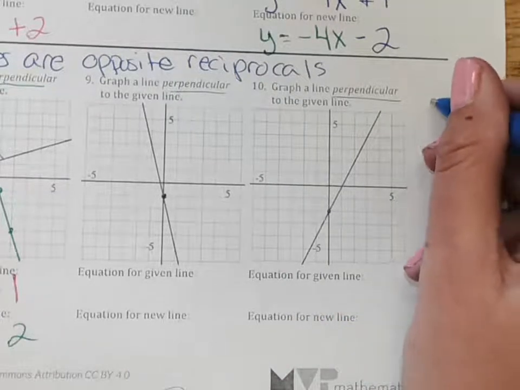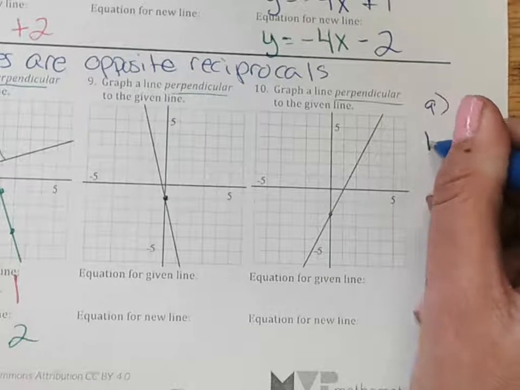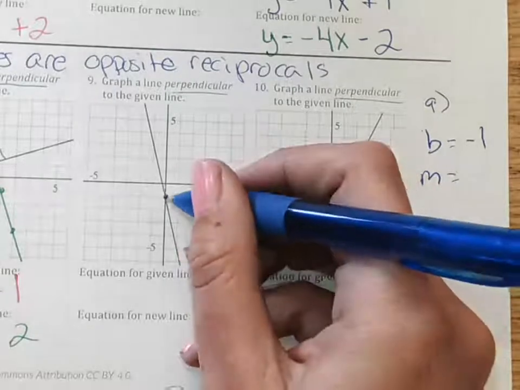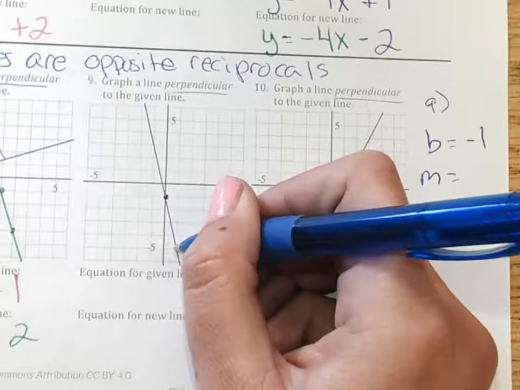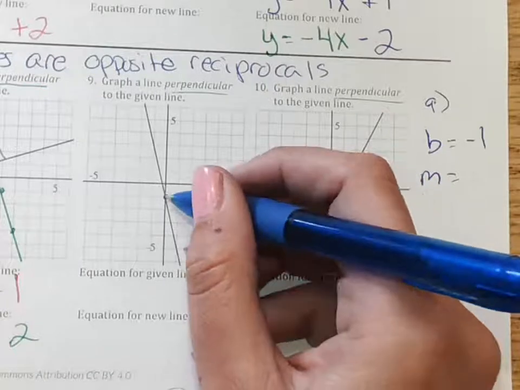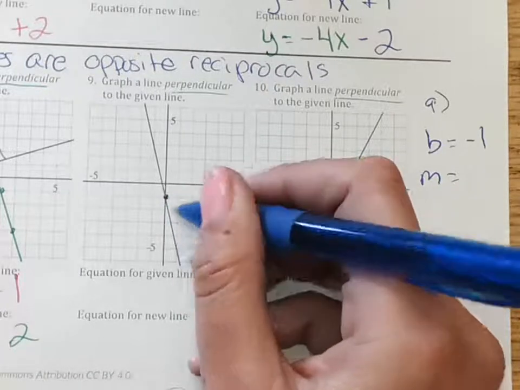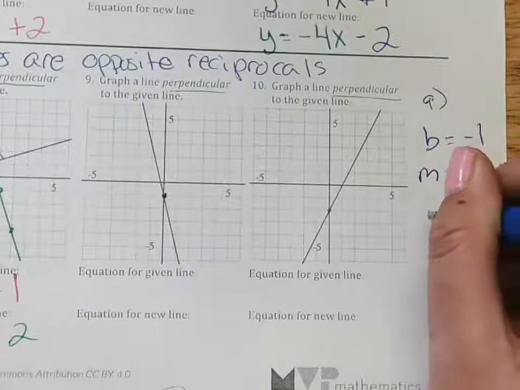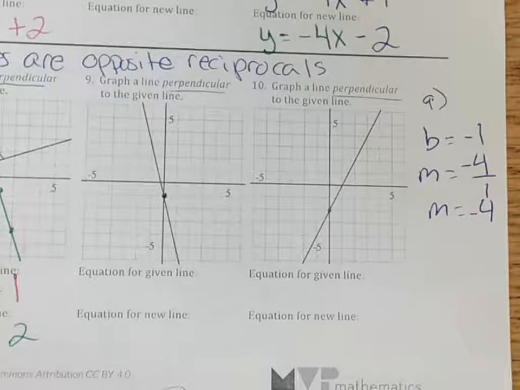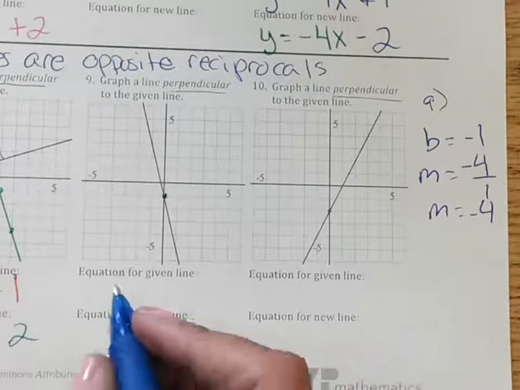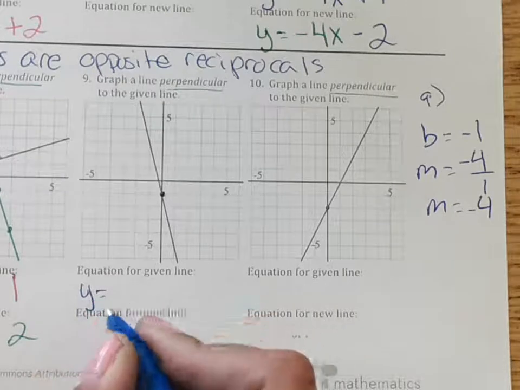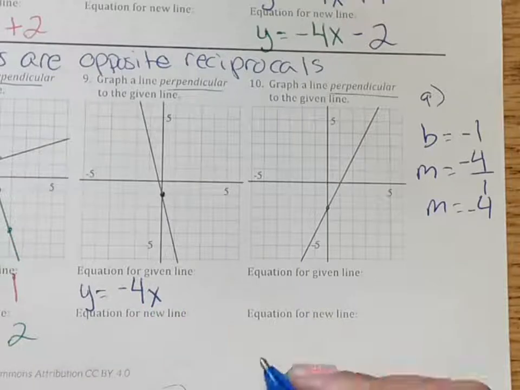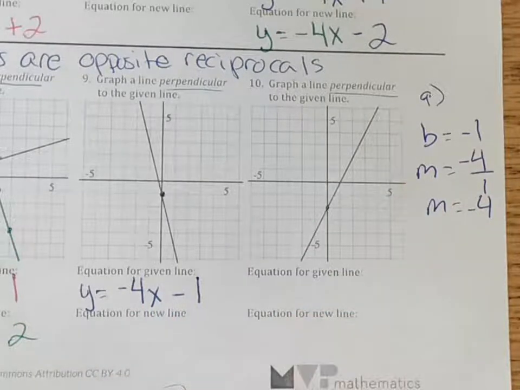Okay, for number 9, our y-intercept is -1, and our slope is 1, 2, 3, 4 over 1. Oh, it looks like it's once again -4. So it's -4 over 1, which is just -4. Okay? We can write our equation for that line. So it is y equals your slope, negative 4x, and my y-intercept is negative 1, minus 1.